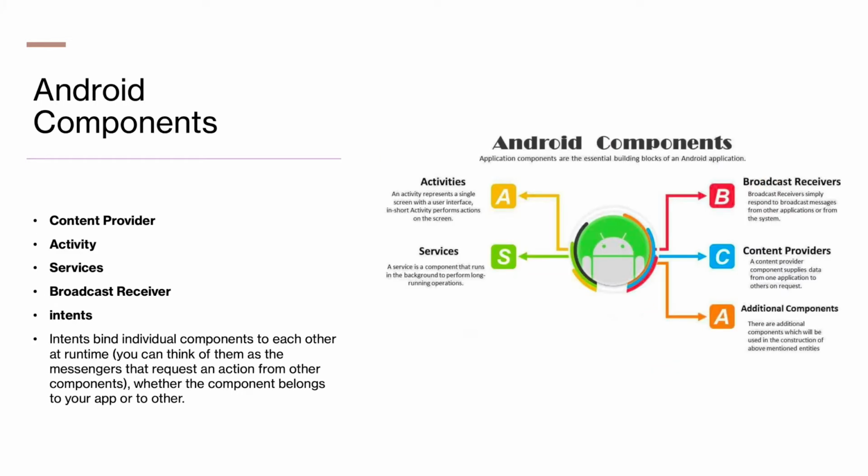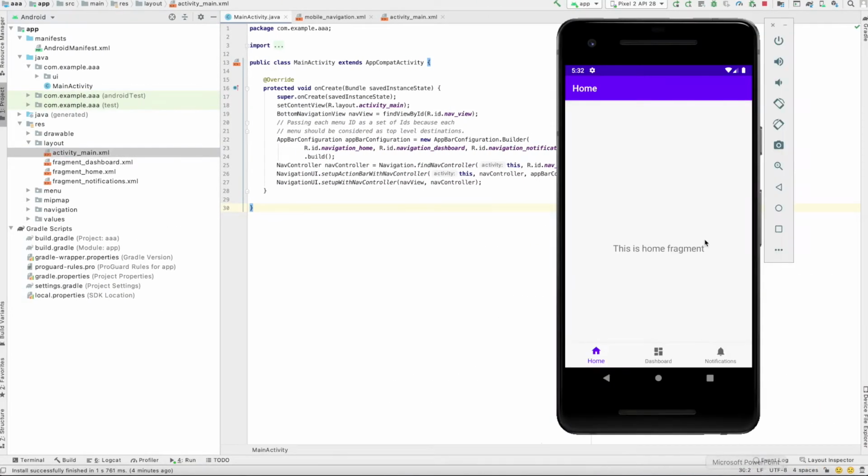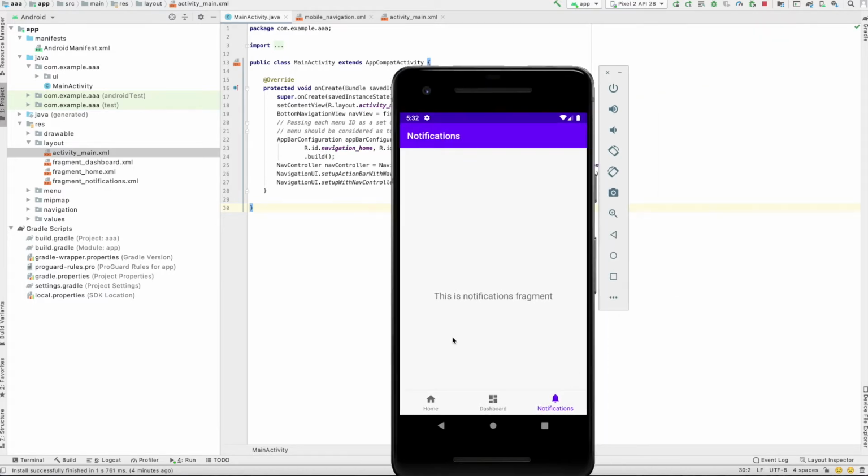This is an Android component architecture diagram. We have different components in Android, like activity. An activity is a screen, a single screen, we can call it an activity. So this is the home fragment, this is an activity. Now this is the dashboard fragment, this is the notification fragment. So notification and dashboard, these are the buttons, but this notification fragment is the activity. So an activity is a screen, and these are the buttons.